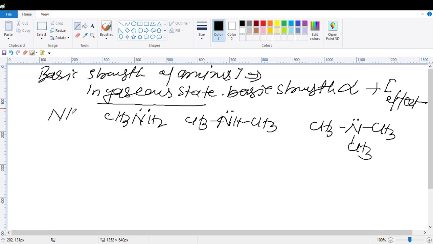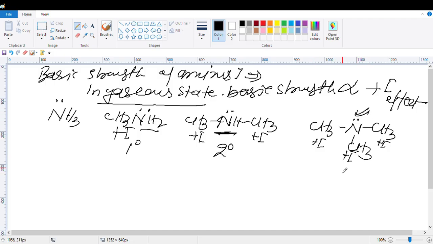And one more, we are taking ammonia. So we will compare ammonia with the other alkylamines. So plus I effect is increasing, and in the gaseous state, basic strength will be increased. This is a 1 degree amine because it has an NH2 group. It is a 2 degree amine because it is an NH group, and it is a 3 degree amine because it has N bonded with 3 alkyl groups. So ammonia will be least basic because it doesn't have a plus I having group.